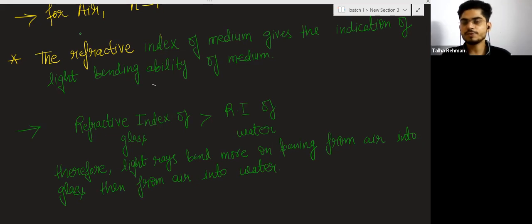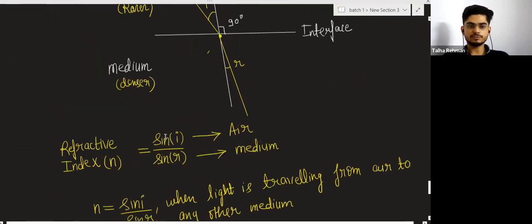So the refractive index decides the bending ability of the medium. Suppose you have two media like air and water, and light is traveling from air to water. In this case, the light will bend less as compared to light traveling from air to glass, because the refractive index of glass is more than that of water. Please note it down, all of you.